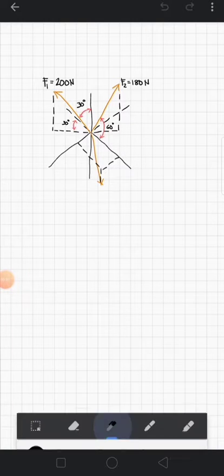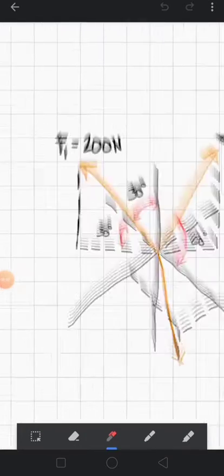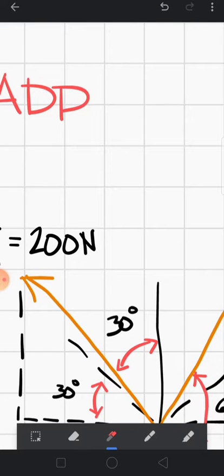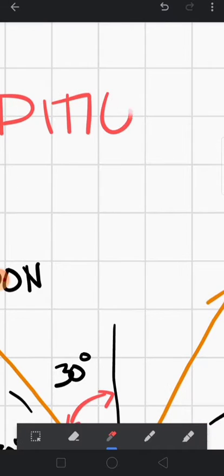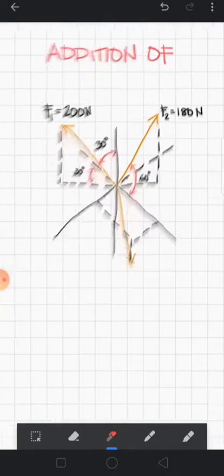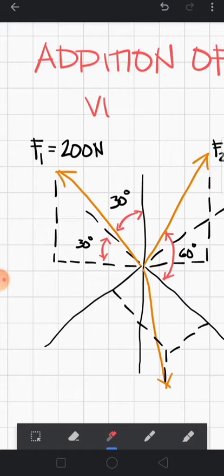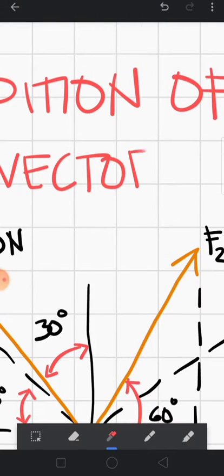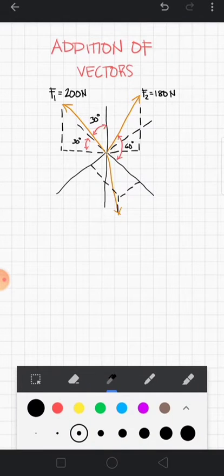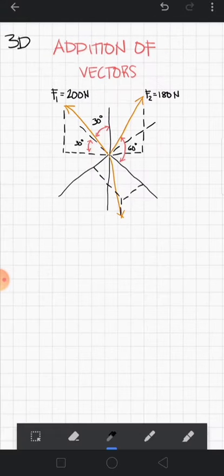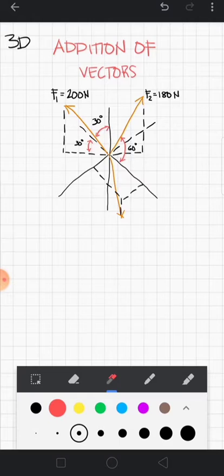In the previous videos, we added two-dimensional vectors by getting their components with respect to the axis where they lie. In this video, we are now dealing with three-dimensional forces. The technique is not different from the technique we use in 2D. We are still considering a force, taking its components with respect to the axis it lies.